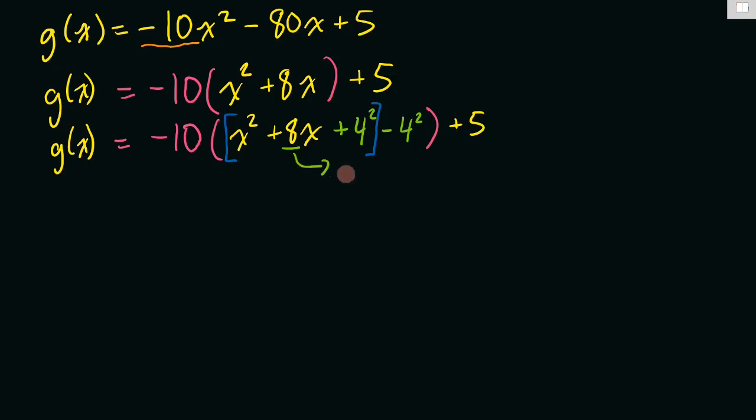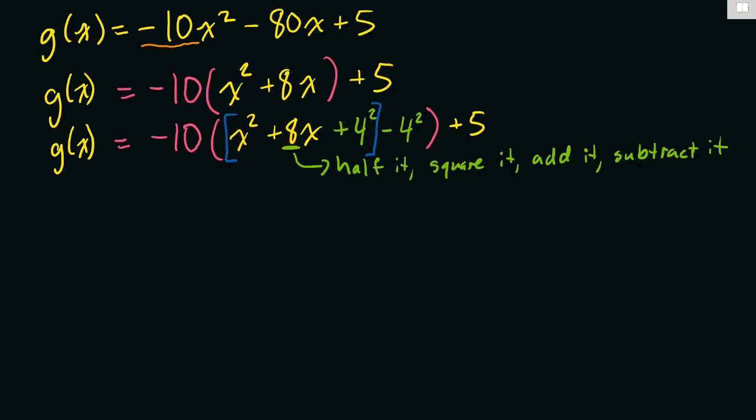So we took that number, we halved it, squared it, added it, subtracted it. That's what we're going to do every time we're completing the square. We're going to take that number, half it, square it, add it, subtract it.